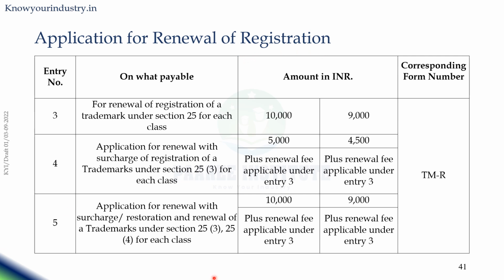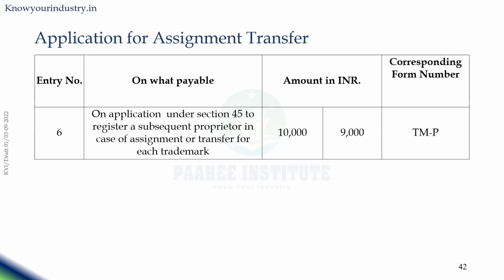Application for renewal of registration. For renewal of registration of a trademark under Section 25, 10,000 rupees for physical filing, 9,000 rupees for e-filing, and the corresponding form number is TM-R for renewal of trademark registration. Application for renewal with the surcharge of registration of a trademark under Section 25(3): for physical filing 5,000 rupees, for e-filing 4,500 rupees. Application for assignment transfer: the corresponding form number is TM-P. For physical filing 10,000 rupees and for e-filing 9,000 rupees.